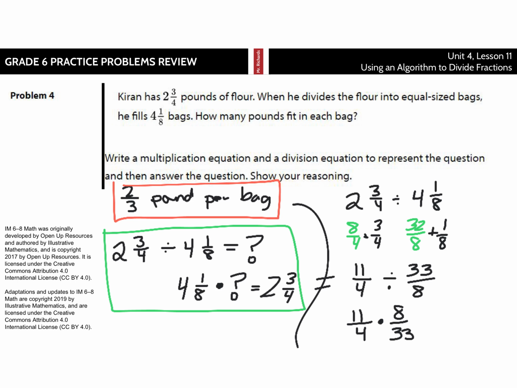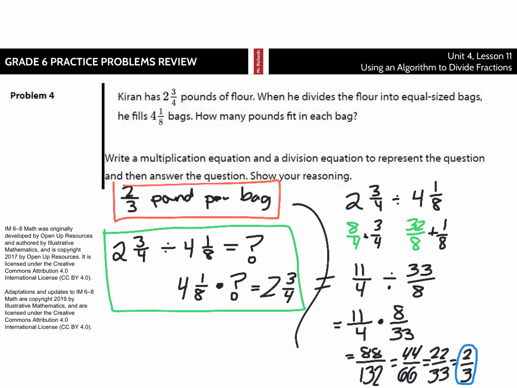Now, the most basic way to multiply this is just to multiply straight across. 11 times 8 is 88. 4 times 33 is 132. And then you can work to simplify it down from there. If I divide by 2 on top and bottom, I get 44 over 66. If I divide by 2 again, I get 22 over 33. And now here it doesn't look like I have much, but I could divide by 11, and that gets me 2/3. And that is my solution there of 2/3 that we were looking for from the beginning.